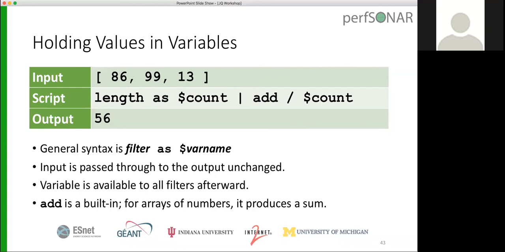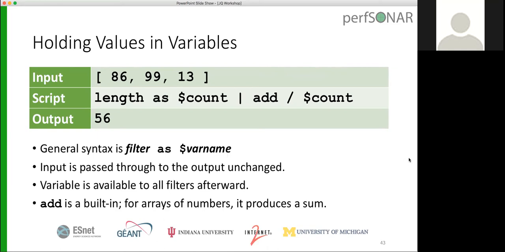The output of the as operator is just the input. It passes it through. So the process here is that the expression on the left side of as is evaluated. JQ makes a note that it's going to be stored in a variable called count, and it just spits the input right back out. So the next piece of the pipeline here uses a built-in function called add, which for arrays of numbers produces a sum. And then we take the result of that and we divide it by count, which was the variable that we stored. So essentially, this is just a way to take the average of a set of numbers in an array. And in this case, we get 56.